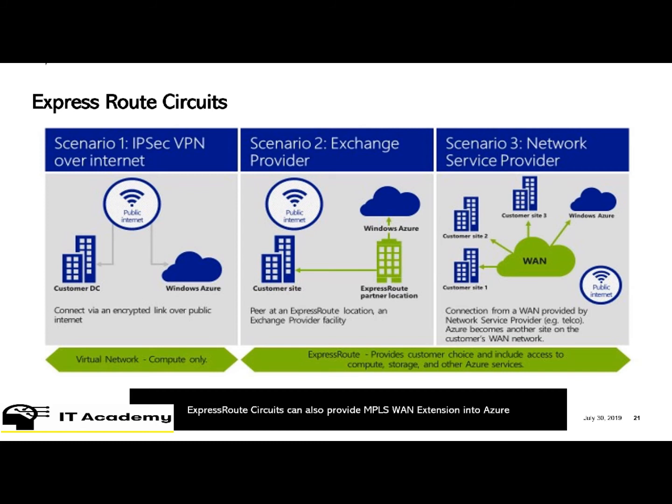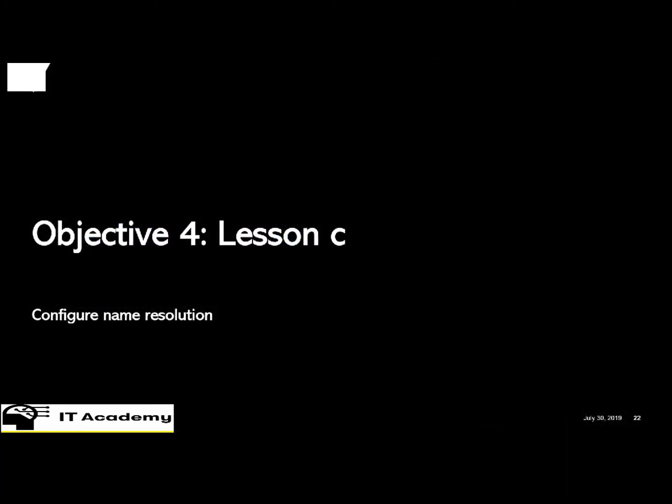That's really important to bear in mind, because with express route circuits, you're paying for ingress and egress, you're paying for the amount of bandwidth that you consume. So you want to make sure that you don't unnecessarily use those circuits to access stuff that could just be accessed publicly. So in summary, an express route circuit can also provide an MPLS WAN extension into Azure. So we're extending our network into Azure rather than just an individual site.